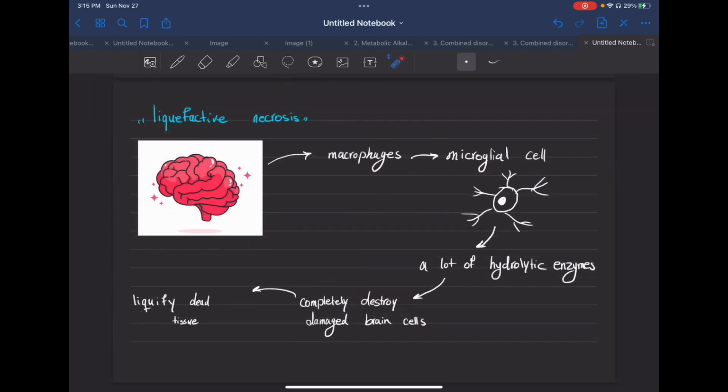It mostly happens in the brain, but it can also happen in the pancreas or in abscesses all over the body. Let's see how liquefactive necrosis happens in the brain. In the brain, we have some macrophages called macroglial cells, as you can see here. These macroglial cells are filled with hydrolytic enzymes. They have a lot of hydrolytic enzymes. And these hydrolytic enzymes go and completely destroy the damaged brain cells, and they make them into some creamy liquid substance. So they basically liquefy the dead cells.